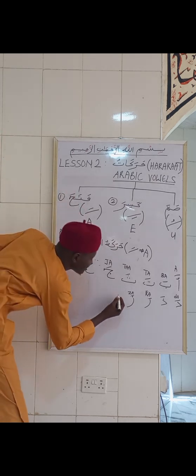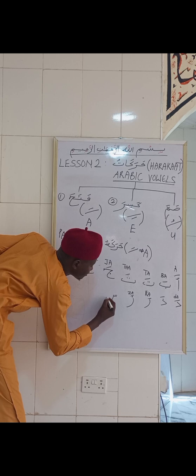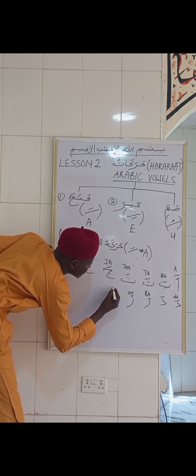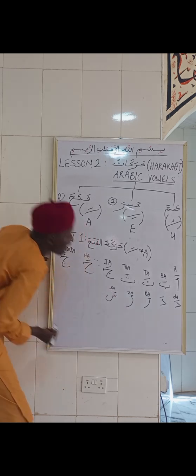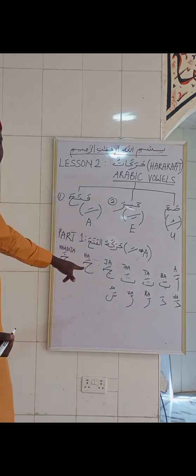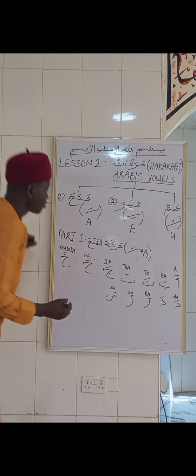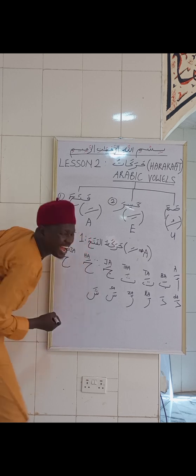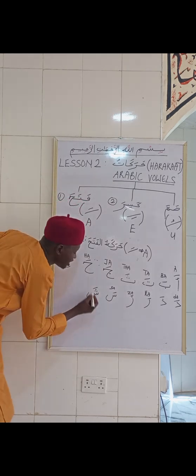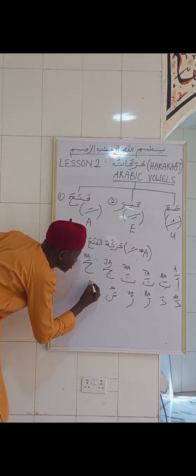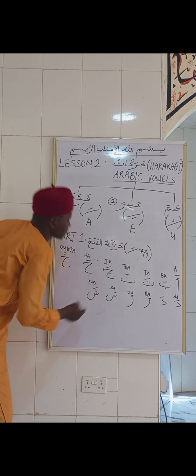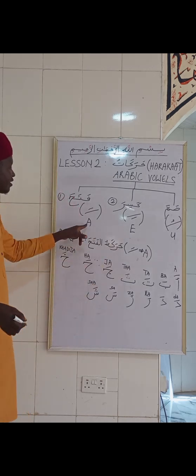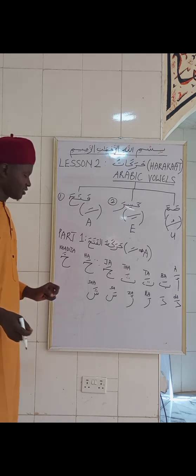So the next one is Sin. Sin fatha A, don't forget we say S. If you attach an A to it, Sa. Sin fatha A, Sa. So Shin. Shin fatha A, Sha. Don't forget we say Shin is like SH. So if you add the vowel fatha A, it becomes Sha.